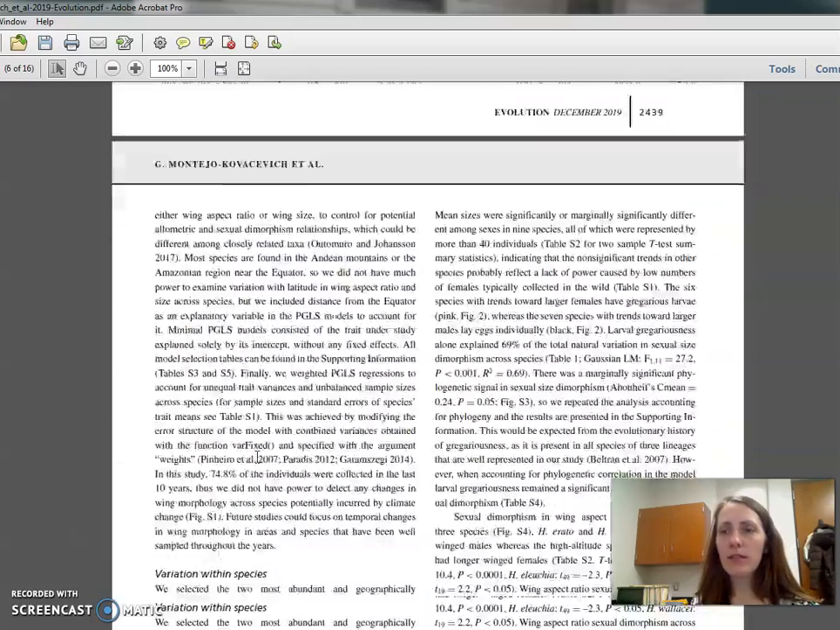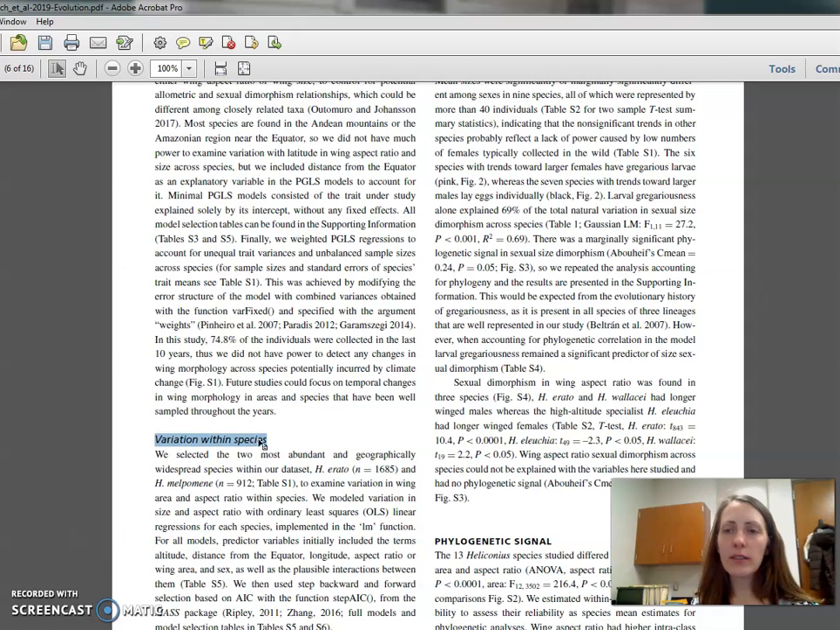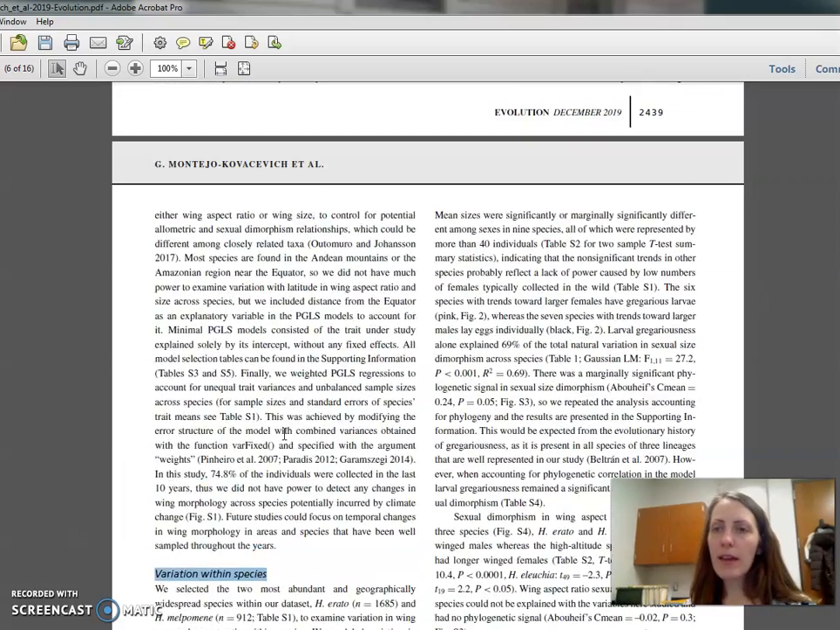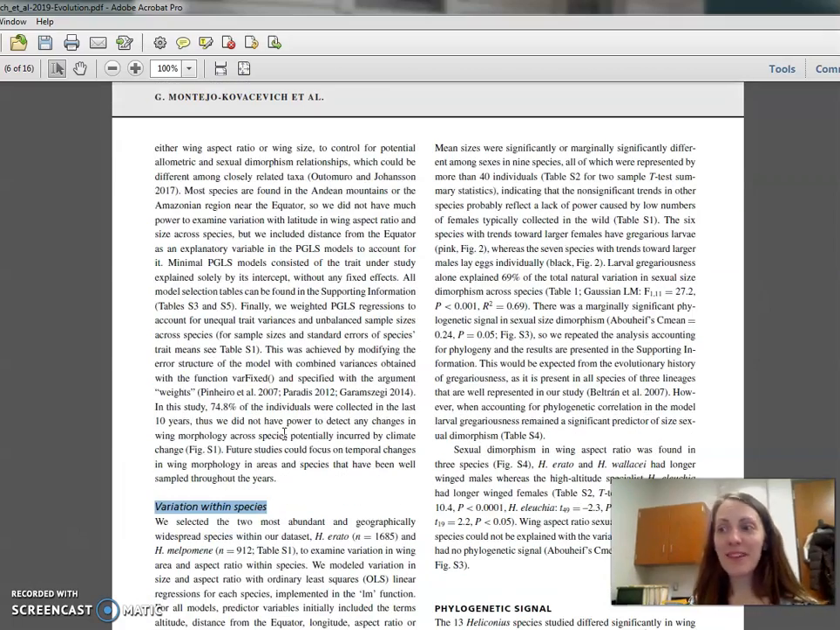Scrolling on down, down, down. Variation within species. How variable is a species? Think about those histograms we talked about so far. Okay, and that's it. So these are the things they're looking at. So now we have a general idea about what they did in the study.